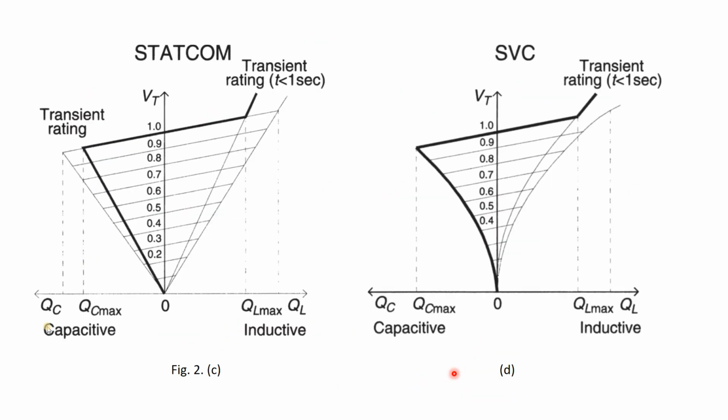Okay, as shown in this particular figure 2C and 2D, see, it is decreasing by square of the voltage. That is why it is a curved path. So this is the graph between system voltage and the reactive power. Reactive power is decreasing by square of the voltage, but in this case, for the STATCOM, the reactive power is decreasing linearly. Okay, why is it decreasing linearly?